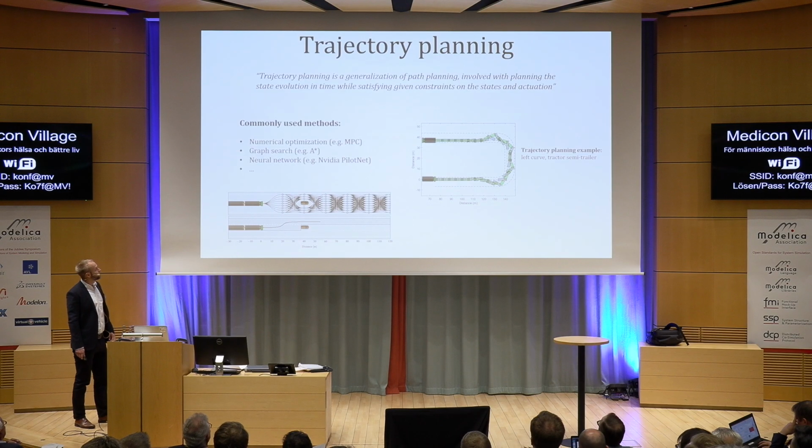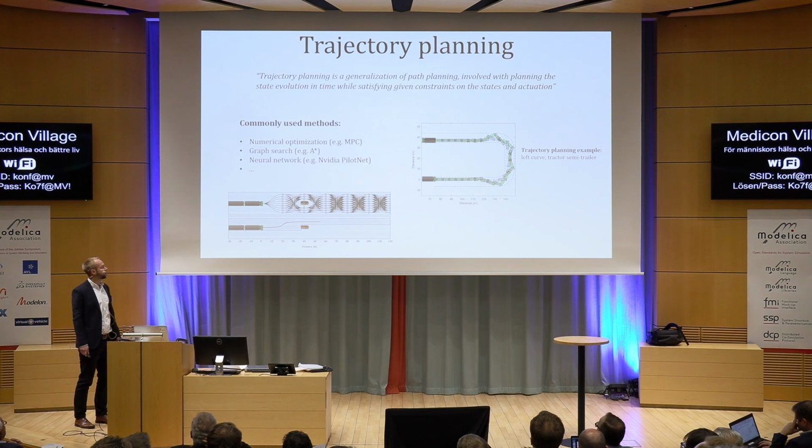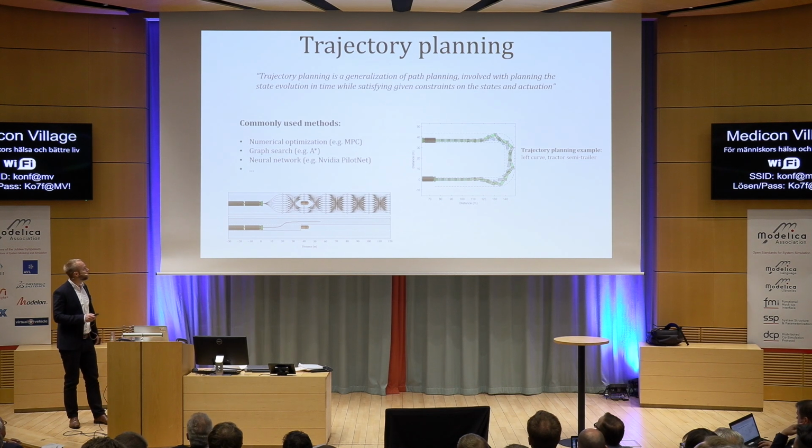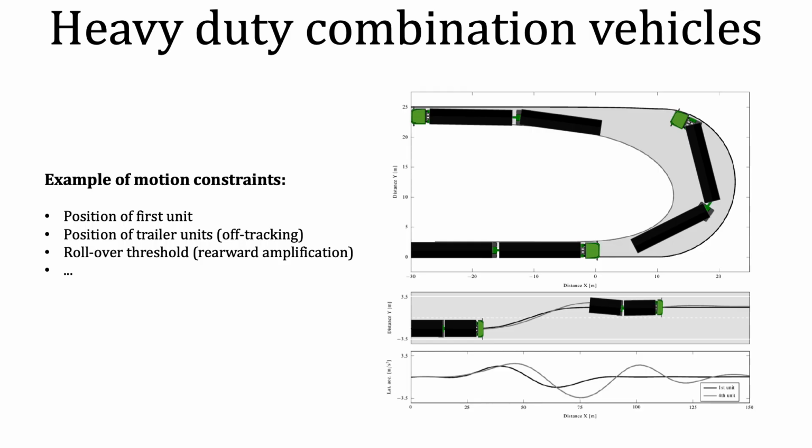Sorry. There exist a lot of different methodologies for trajectory planning. Some of them are connected to numerical optimization. There is a wide range of graph search methods, and there also exist neural network-based methods. When it comes to articulated heavy vehicles, there are some specific motion constraints that we need to consider. I will try to illustrate this with two examples.